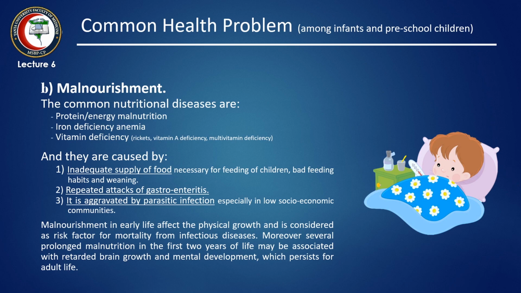Malnourishment in early life affects physical growth and is considered a risk factor for mortality from infectious diseases. Moreover, severe prolonged malnutrition in the first 2 years of life may be associated with retarded brain growth and mental development.